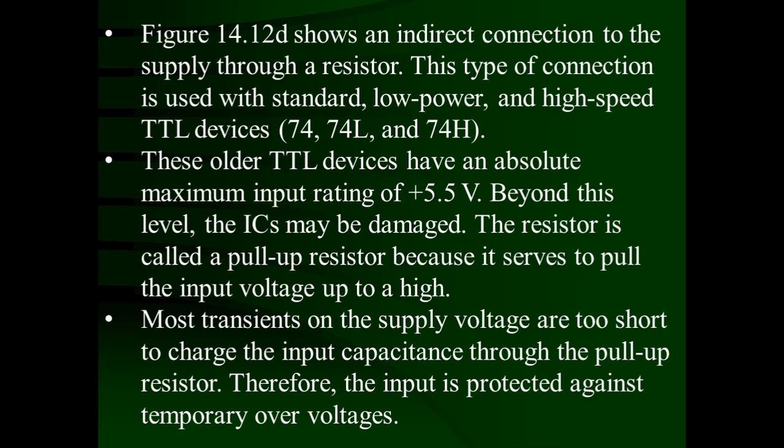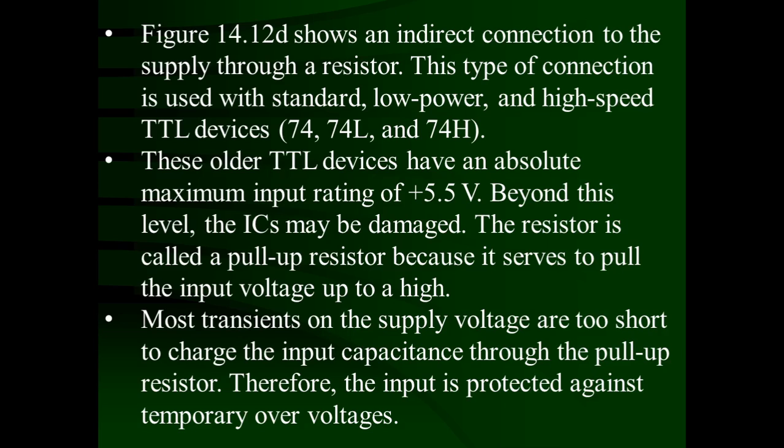Figure 14.12d shows an indirect connection to the supply through a resistance. This type of connection is used with the standard, low power and high speed TTL devices. These older TTL devices have an absolute maximum input rating of plus 5.5 volt. Beyond this level, the ICs may be damaged.